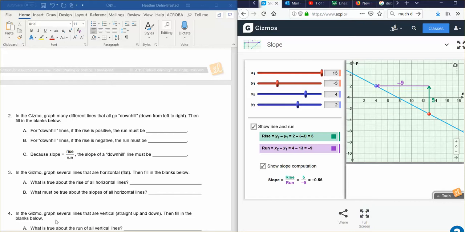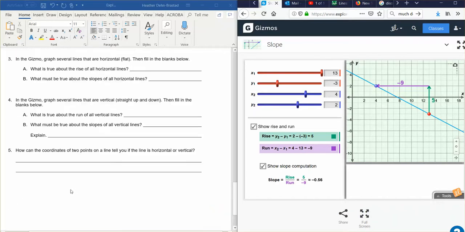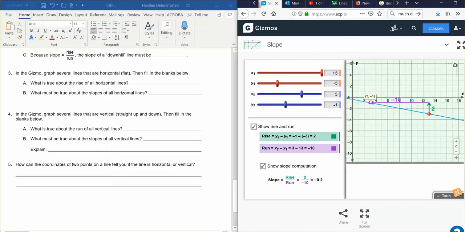All right, now we're going to look at lines that are flat, meaning horizontal. So let's see if we can move this so that the line is, oh, there we go. What happened? The rise is gone. If you look at the computation, the rise is 0. It doesn't go up or down, it's just 0. They're at the same height. The run is -10. If I move them close to each other, I still have a rise of 0. My run is just -4 now. 0 divided by any number is 0. That's very interesting. So you decide what is true about the slopes of all horizontal lines.